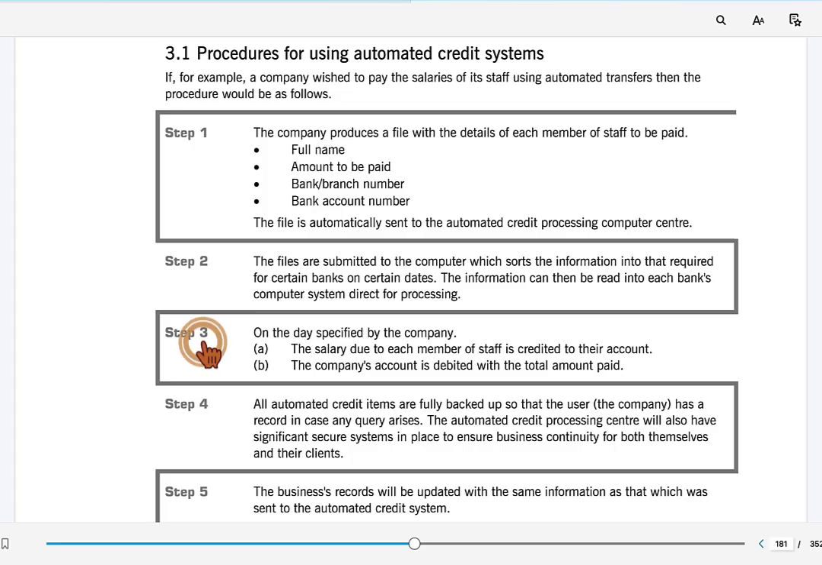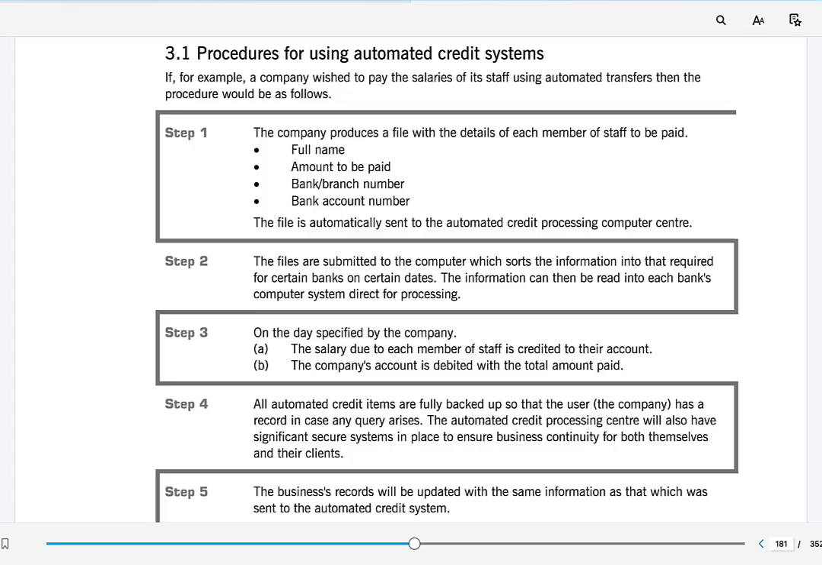Step 3 is the moment everyone is waiting for. This is payday. In step 3, the bank completes the transfers. The main idea is simple. Each employee's bank account is credited with their salary. The company's bank account is debited with the total payroll amount. Now I will explain credited and debited very clearly, meaning of credited and debited in a bank account.